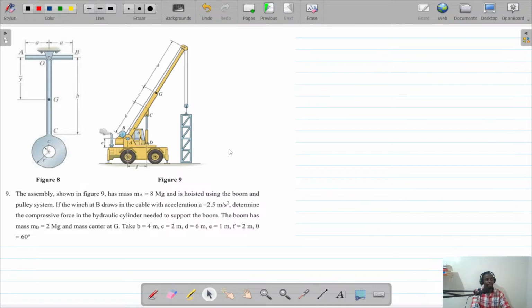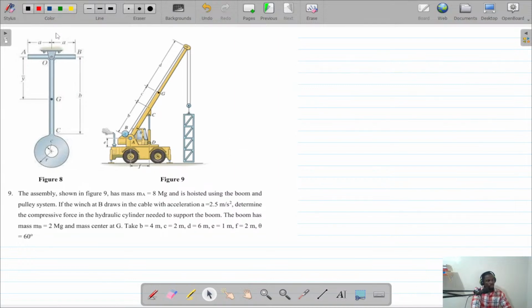Okay, so this guy here. The assembly shown in figure 9 has mass MA of 8 kilogram. Where is A? So this guy here, right? And it is hoisted using the boom and pulley system. If the winch at B draws the cable with acceleration a equals 2.5 meters per second squared, determine the compressive force in the hydraulic cylinder needed to support the boom. The boom has this mass, and all that.